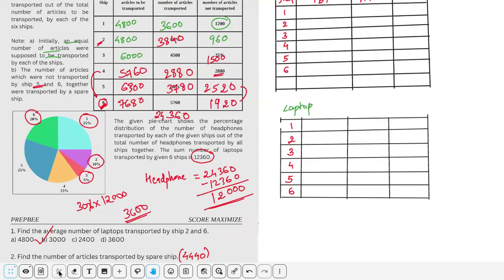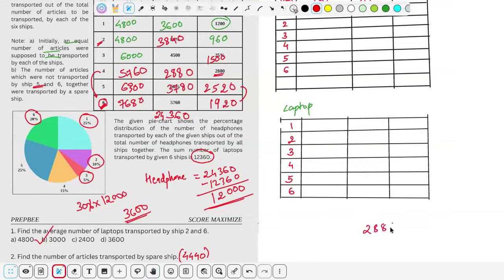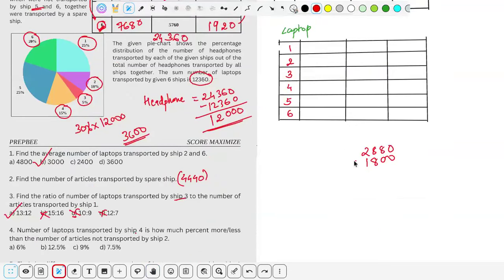So ship 4 transported 2880 articles. And out of these, how many headphones are there? So ship 4, we're talking about ship 4, 15% of 12,000. So 15% of 12,000 is nothing but 1800, right? 15% of 12,000, 1800 ही तो होगा. Yeah, 1800. So if I simply subtract it, I will get my value, the number of laptops. So I will get the number of laptops is 1080. These are the number of laptops transported by ship 4.